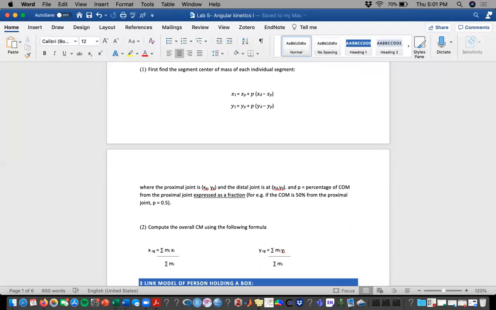So in these equations, as you notice, we have x, so that's going to be our resultant x coordinate equals xp, where p here stands for proximal. So proximal as it relates to anatomical position. So in the case of the leg and foot segment, our hip is going to be our proximal. So that will be our hip x coordinate plus P, where P is the percentage of the center of mass from the proximal joint expressed as a fraction, which we are told right here. So for example, if the center of mass is 50% from the proximal joint, P is equal to 0.5.